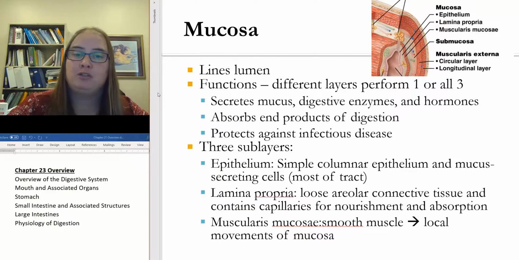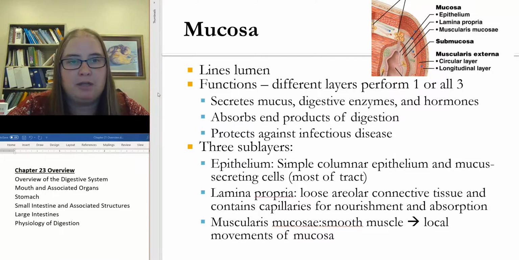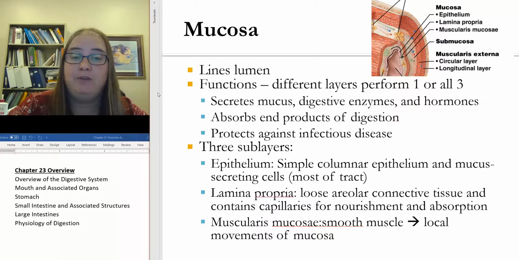More superficial to that, so here, if this right here is our epithelium, okay? Then next to that, in this region here, we have what's known as the lamina propria. Anytime you think of lamina propria, this is our glue that's going to hold the epithelium down. So it's comprised of a loose areolar connective tissue. However, it does contain capillaries for nourishment and absorption.